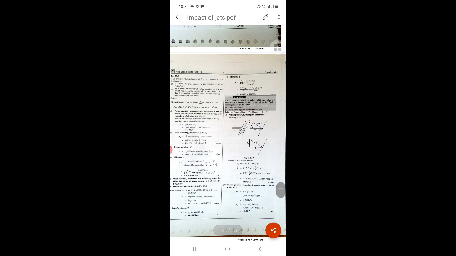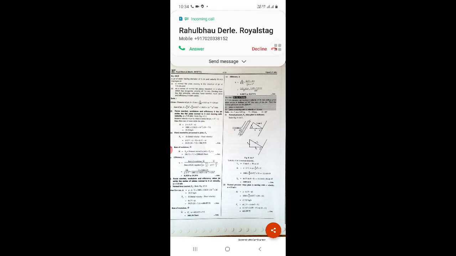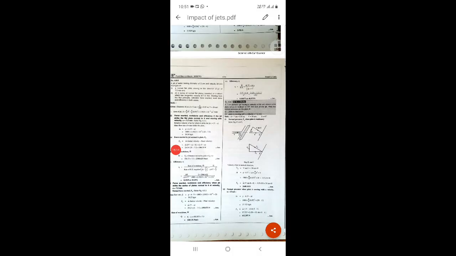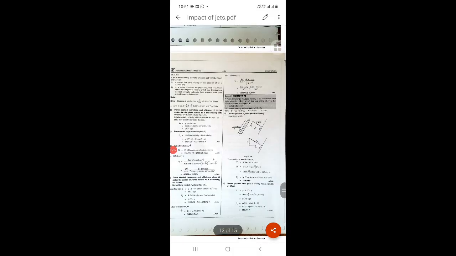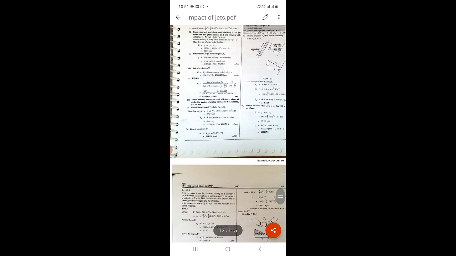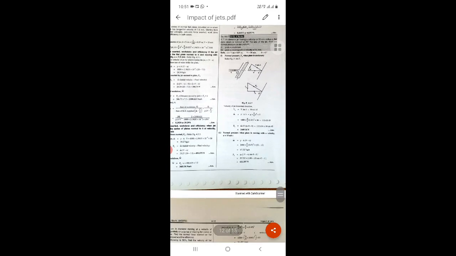So let's see the next example: a 7 centimeter diameter jet having velocity V of 30 meter per second with a plate inclined at 45 degrees. Find the force. So let's see the next example. Fx is 612.287. So write down these examples. Some are 4 marks.